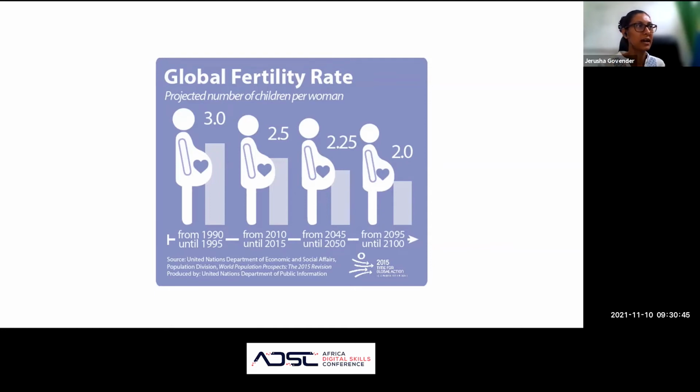And you'll see there's an icon of a pregnant mom, and it's got the projected number of children per woman. It's giving me a summary of the projected number between different time periods, which you'll see at the bottom on the x-axis over here. And it's quite an aggregate view.